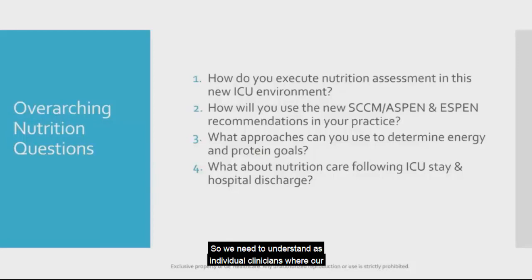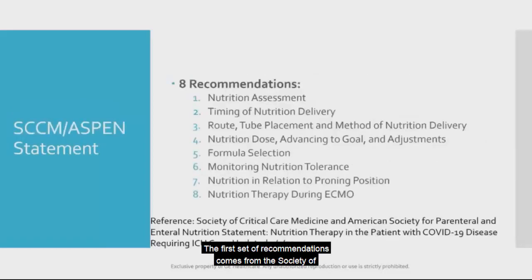So we need to understand as individual clinicians where our institution is on the curve of COVID-19, as this will affect our daily practice. And then reflect further on, well, of these new recommendations, at my particular institution, you would ask yourself, what are we doing already? What are we good at? And where are our challenges and our barriers? The first set of recommendations comes from the Society of Critical Care Medicine and the American Society for Parenteral and Enteral Nutrition, and that's what I will focus on today.